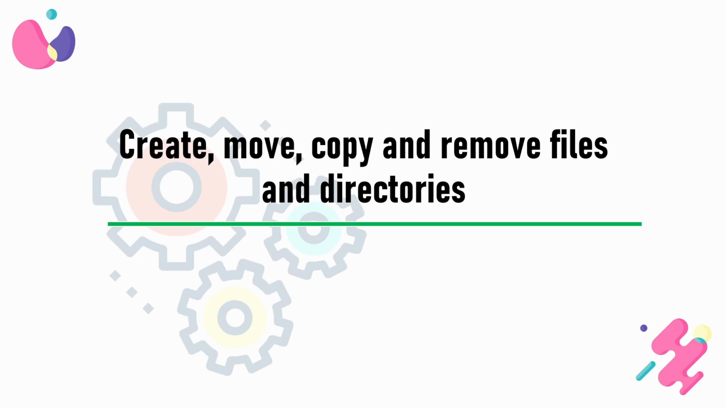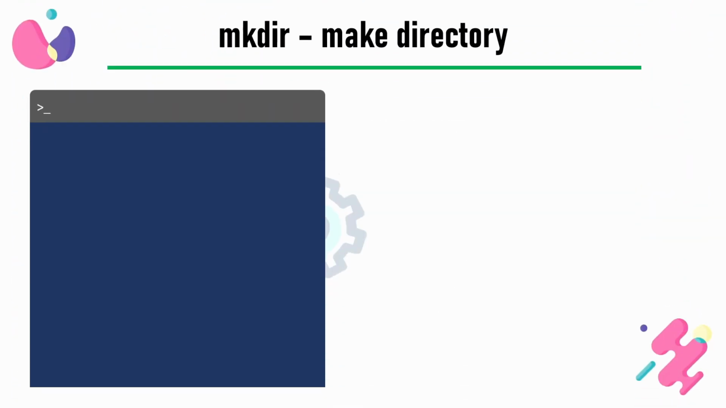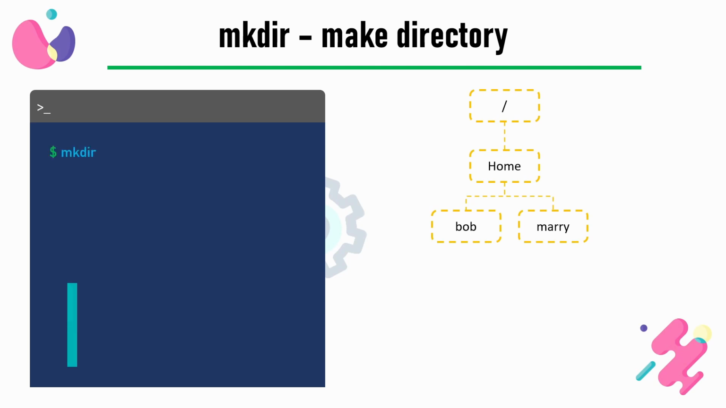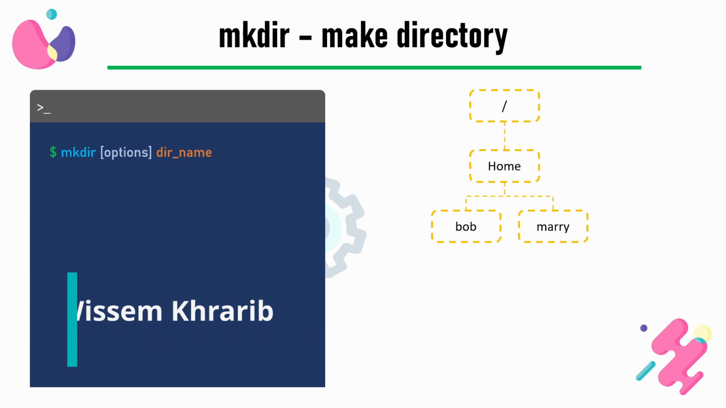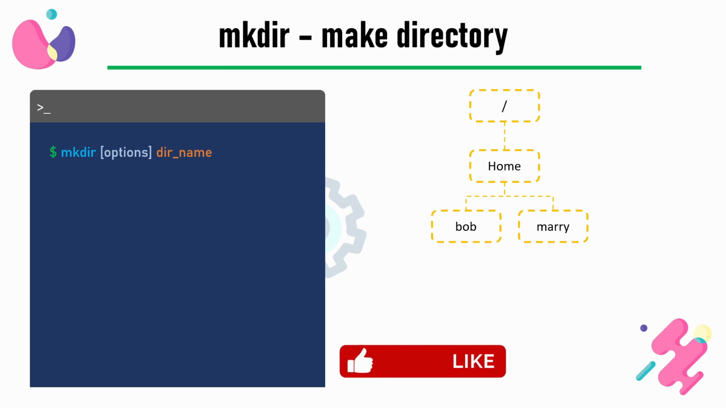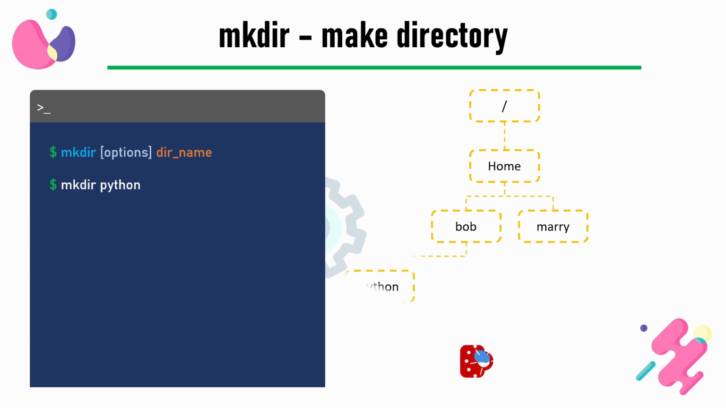Let us now see how to work with files and directories in Linux. First of all, we will see how to create a directory. To create a directory, we have the mkdir command, which stands for make directory. By running this command followed by a directory name, a new directory will be created. For example, here, if we run the mkdir command followed by Python, a new folder called Python will be created.